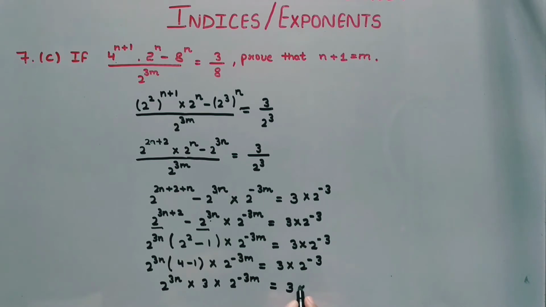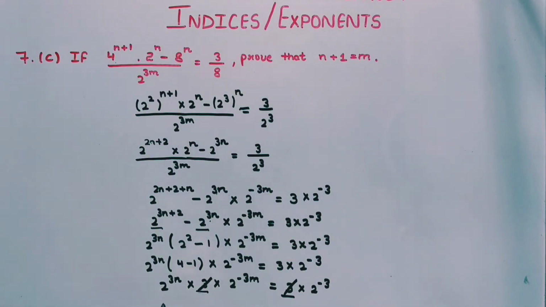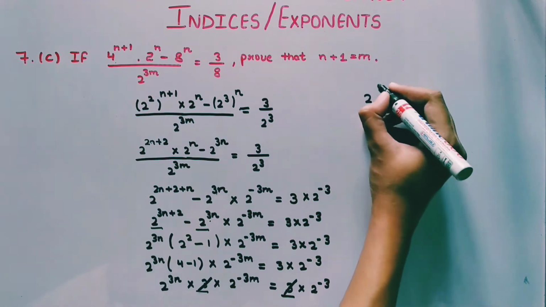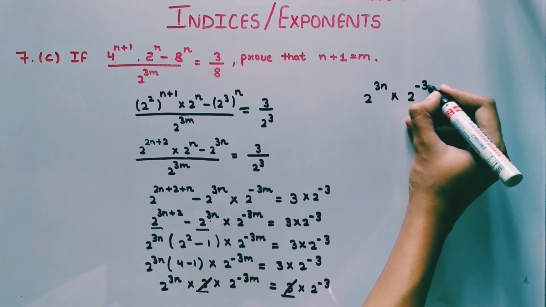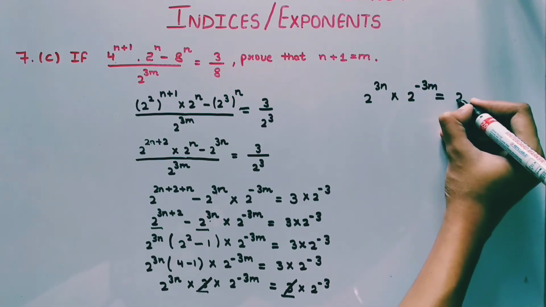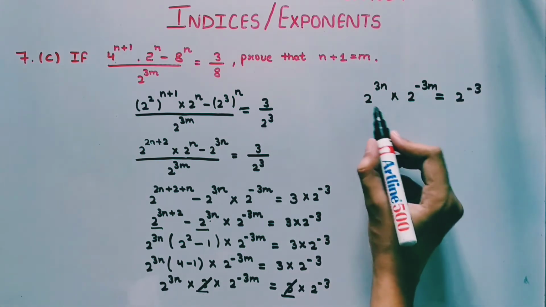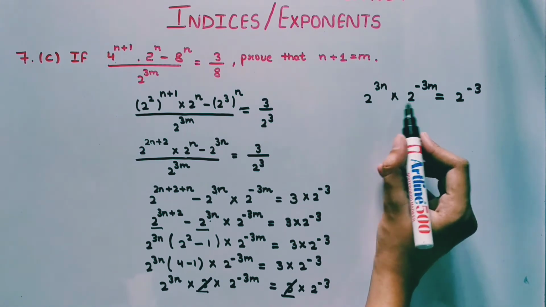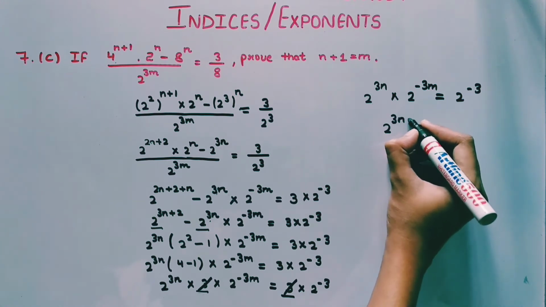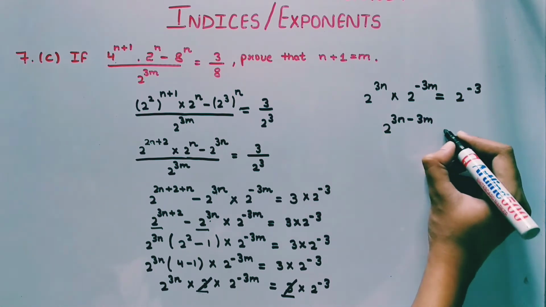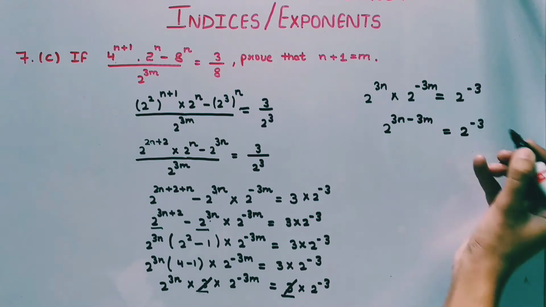that is equal to 3 multiplied by 2 raised to power minus 3. Now this 3 and this 3 will be cancelled. Now what is left with us? 2 raised to power 3n multiplied by 2 raised to power minus 3m is equal to 2 raised to power minus 3. Now these terms are multiplied and coefficients are similar, 2, hence powers will be added, that is equal to 2 raised to power minus 3.